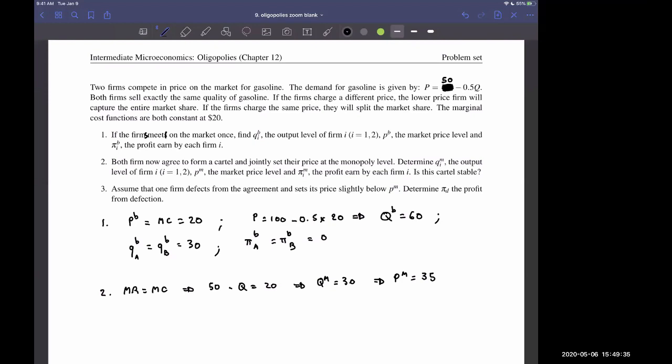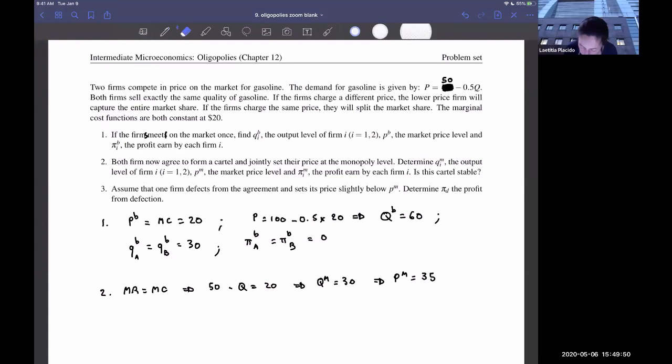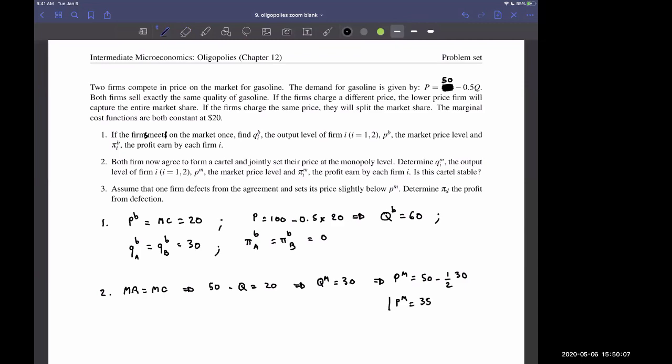Professor? Yes. Sorry, since you changed the market demand to 50, can you just specify the calculation on how you got the price? Okay. So price is 50 minus 1/2 of 30. So that's 50 minus 15, which is 35. Is it clear? Thank you.